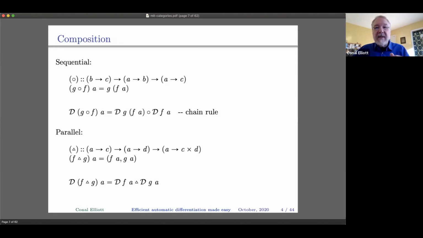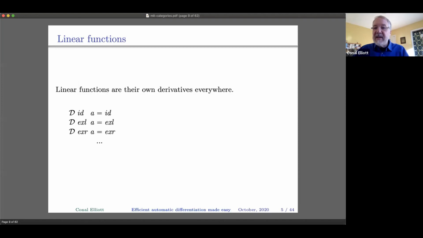calculus: that the derivative of the sequential composition is the sequential composition of derivatives, the derivative of the parallel composition is the parallel composition of derivatives, and the derivative of every linear function is itself everywhere. Another way to say that is that linear functions are their own perfect linear approximations, which is obvious when you put it that way.